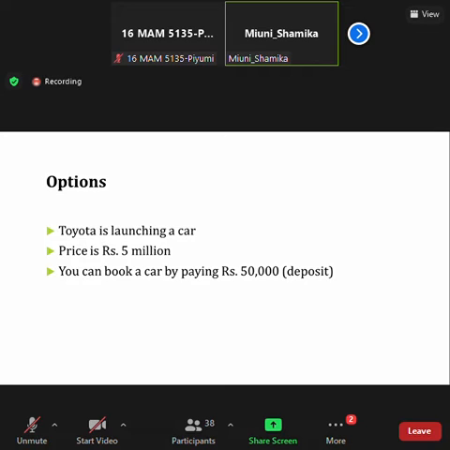What can you do? Is it compulsory to buy the car? Is it compulsory? Yes or no? No, it's not. How about the Toyota company? Should they sell you the car? Are they obliged to sell you the car?